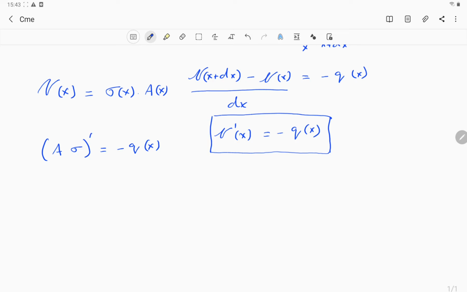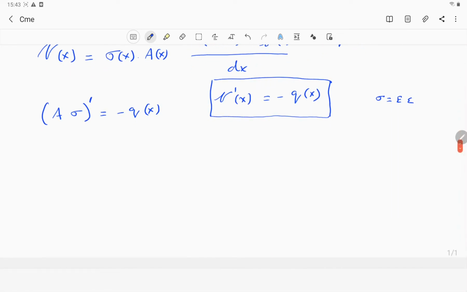Okay, so prime. So in the place of N, I have substituted sigma A. Okay, now we know Hooke's law, that sigma is equal to E into epsilon. I'm going to use that formula, and if I use that formula, what do I get? AE into epsilon whole prime is equal to minus q of x.